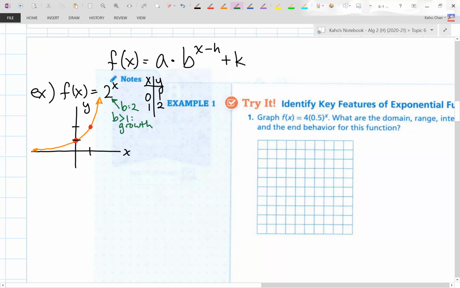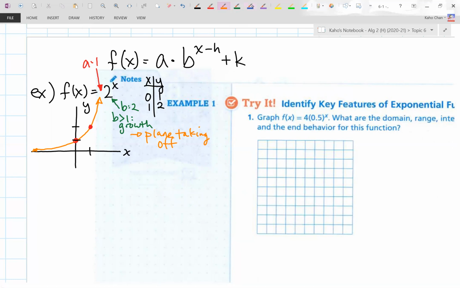Okay? There's an actual A value. It's kind of invisible right now. The A value is 1. Okay? Just want to make clear there. And this particular graph looks like a plane taking off from left to right. In fact, it looks like it's on the runway, but it's kind of weird. It'll never hit the x-axis. There's a name for that guy.